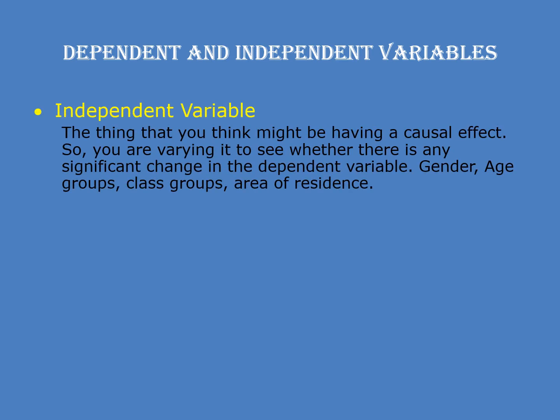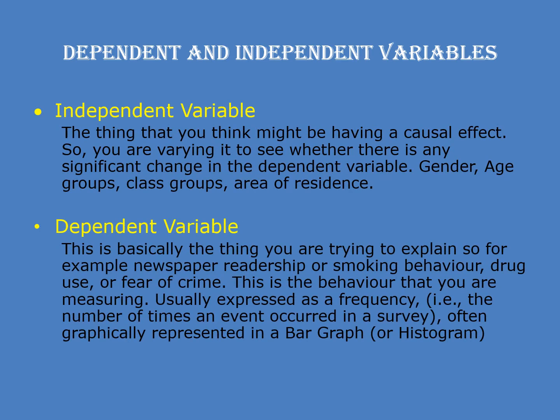And on this point, I'm now going to highlight some definitions around dependent and independent variables. So, an independent variable is, in a roundabout way, investigating a causal effect. So, what an investigator or researcher is doing is varying variables in some way to see or understand whether there is a significant change in the dependent variable. So, for example, gender, age groups, class groups, area of residence, for example.